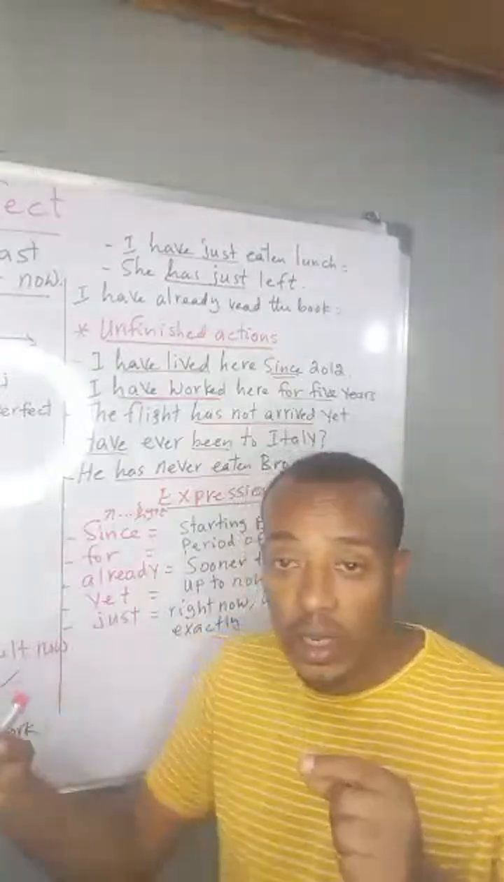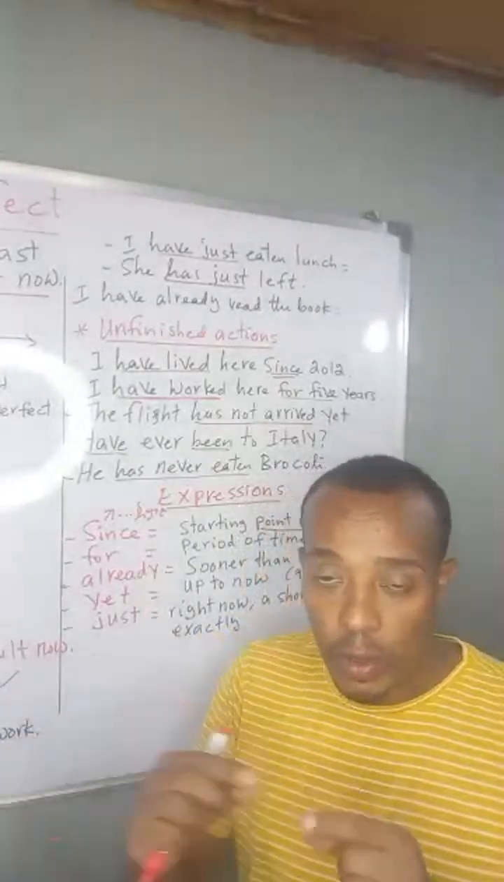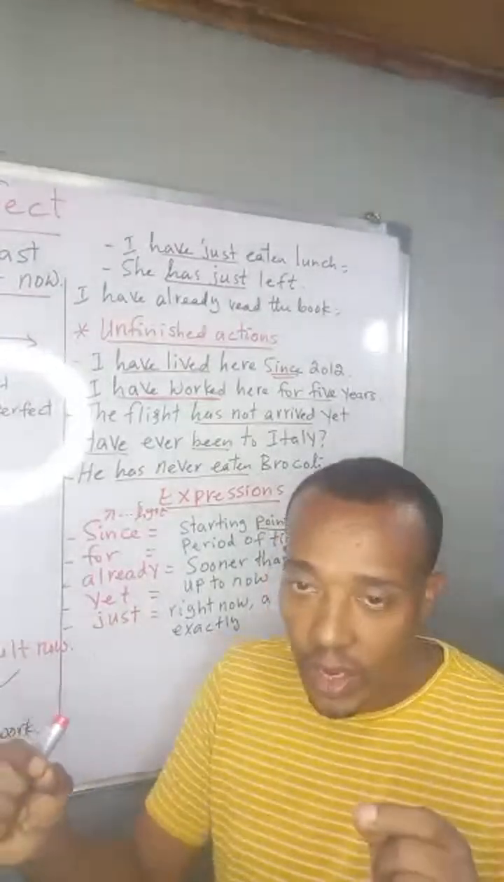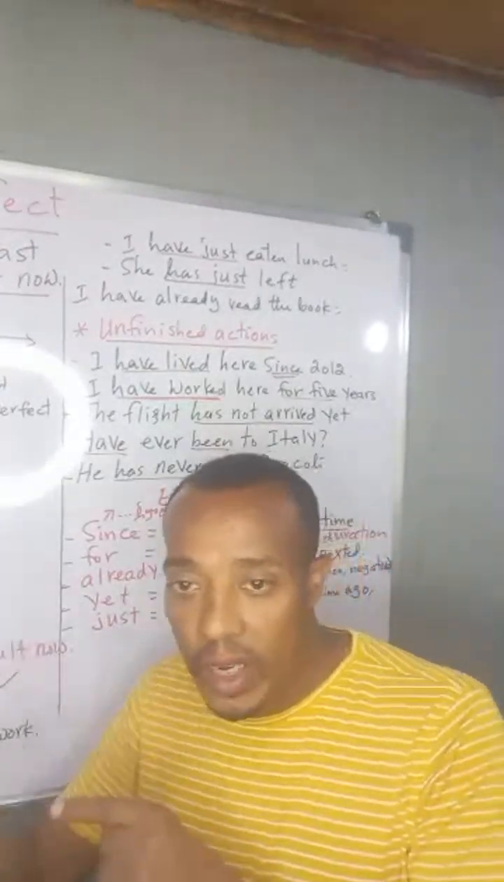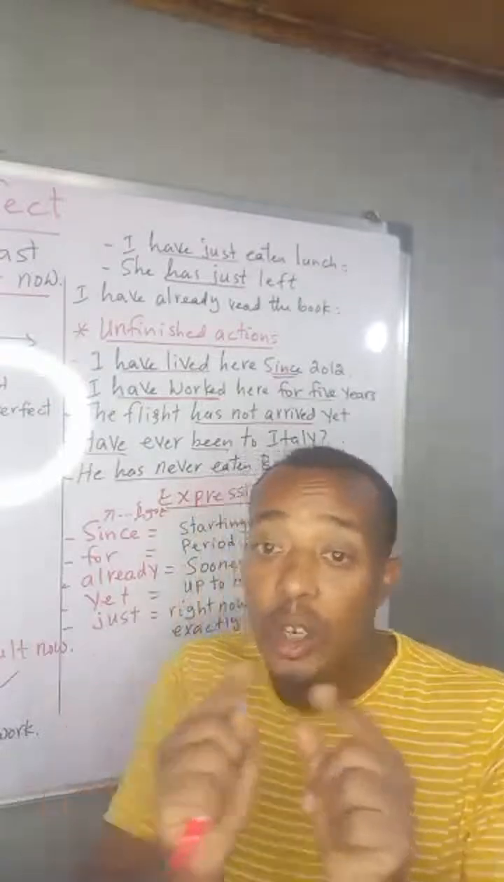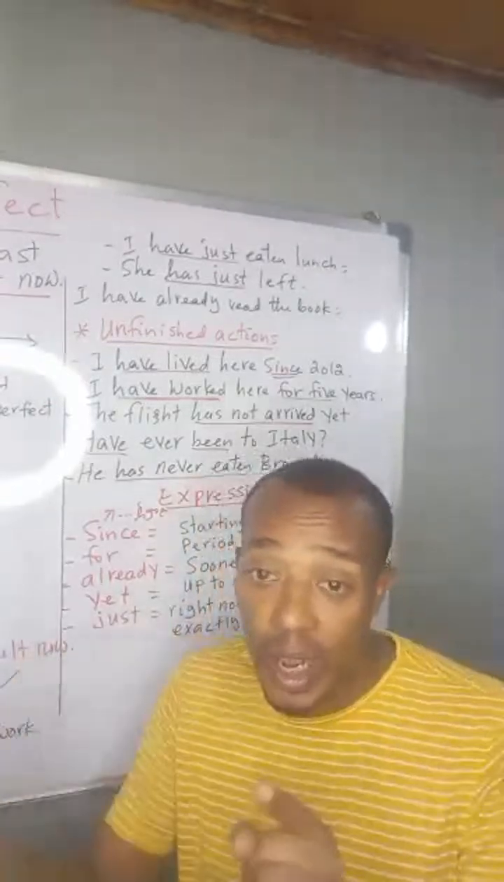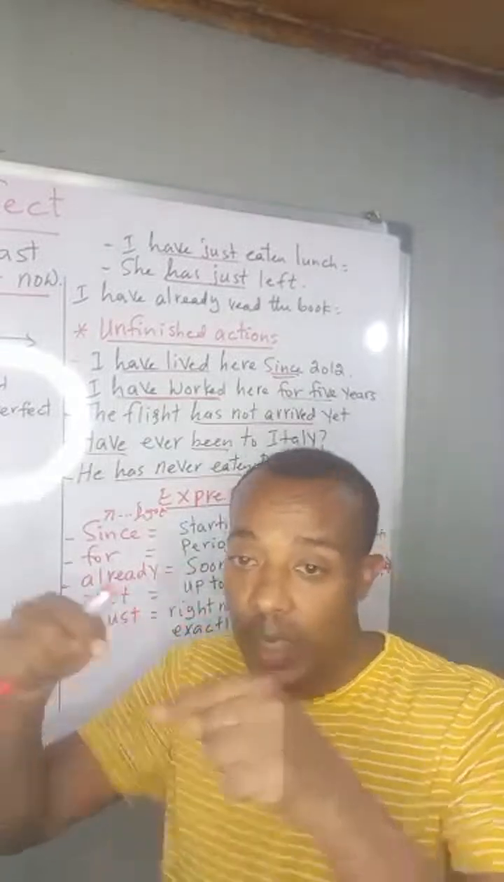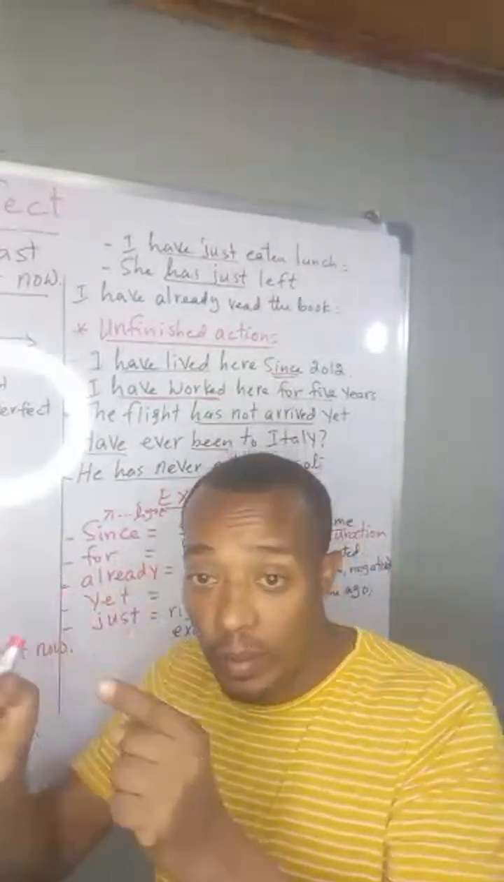For 5 years, for 3 hours, for 2 years, for 5 months. I worked here for 5 years. For, which means duration of time, length of time. Since means starting point of time.